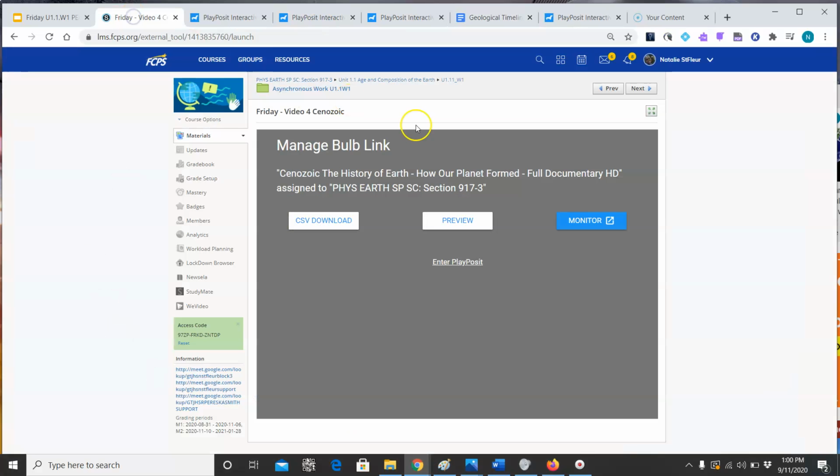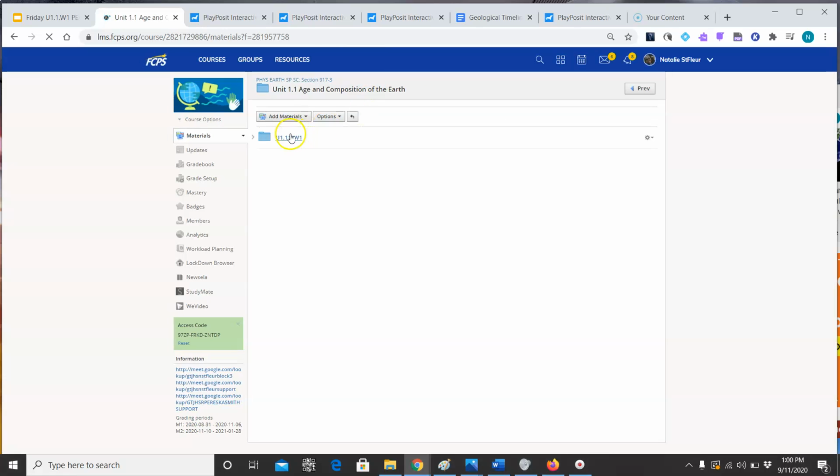Okay, so that's how you get to everything. Remember your note sheets, you're using the same note sheet, which is found in your Tuesday folder for all of them. So the same note sheet for all.